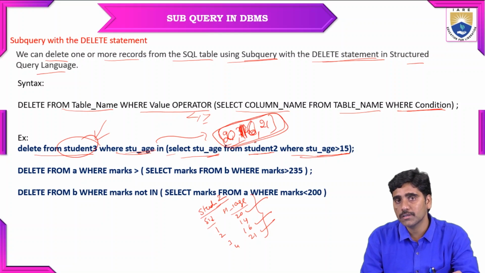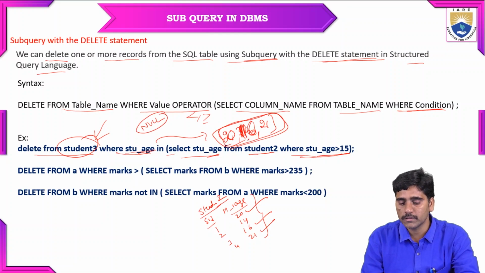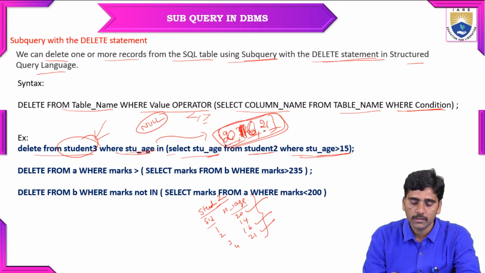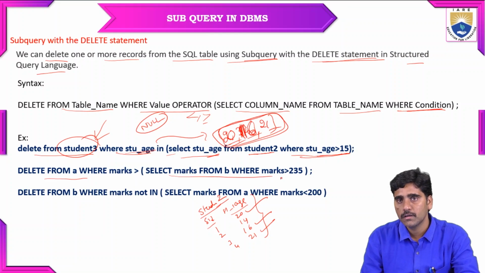If these values are not in student 3, then it returns null. If any match is found, then it will be deleted. The same thing: delete from A, where marks greater than, select marks from B, where marks greater than 235, will be deleted. So this is the way of deleting values using a subquery.